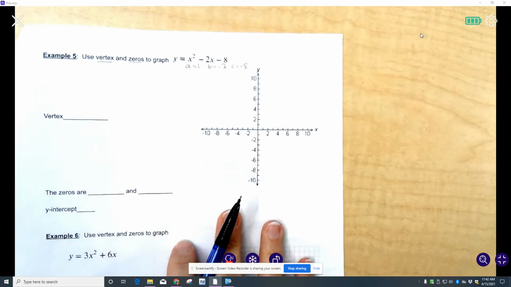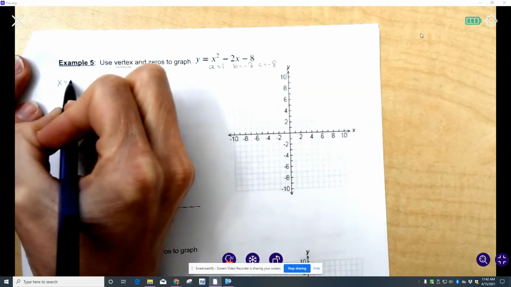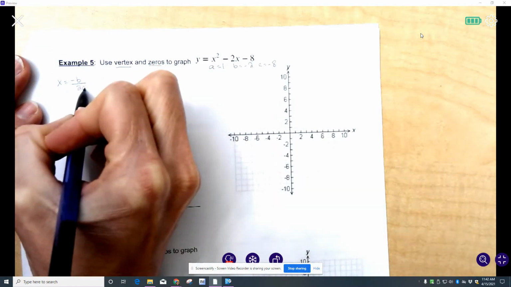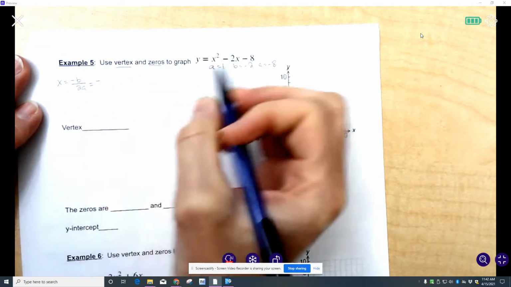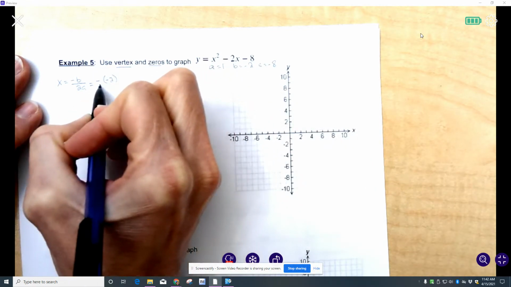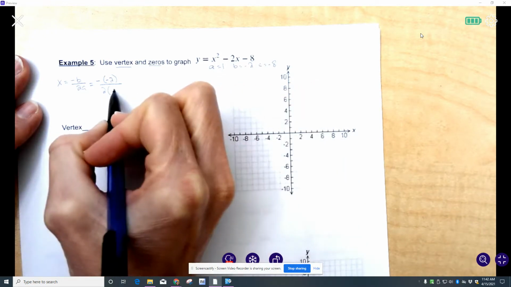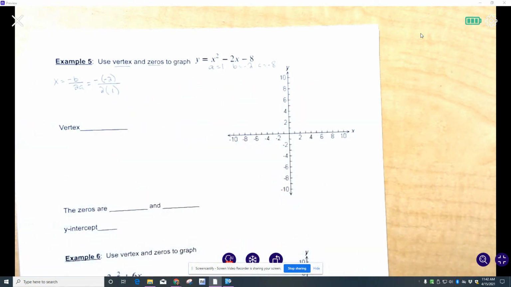I'm going to zoom in a little bit here for you. Now I want to use the formula x equals -b over 2a. So negative B, and B is -2. In the denominator, you have 2 times A, which is 1. And then we just simplify that.